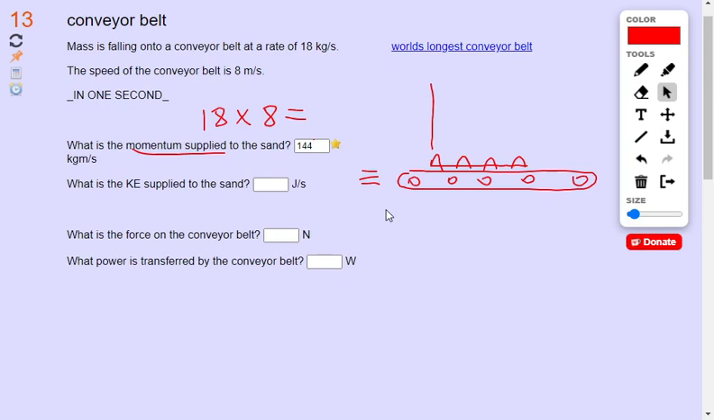And the kinetic energy supplied, we simply work out the kinetic energy per second. So that's a half times 18 times 8 squared. Which is 576.